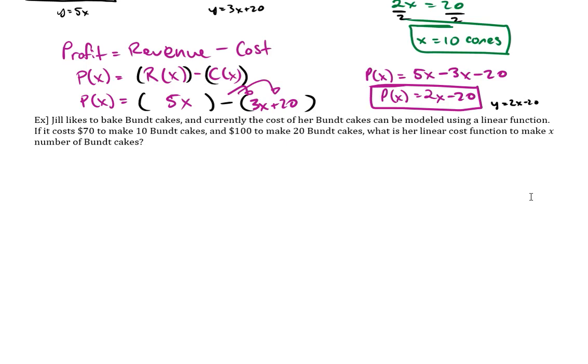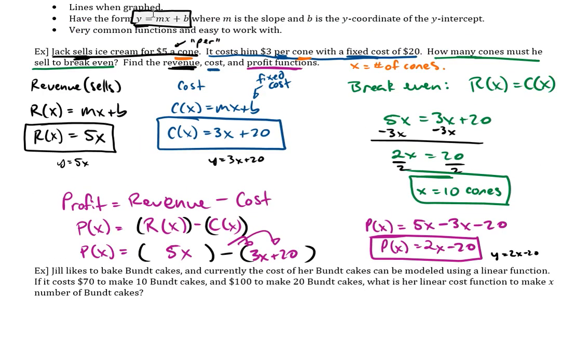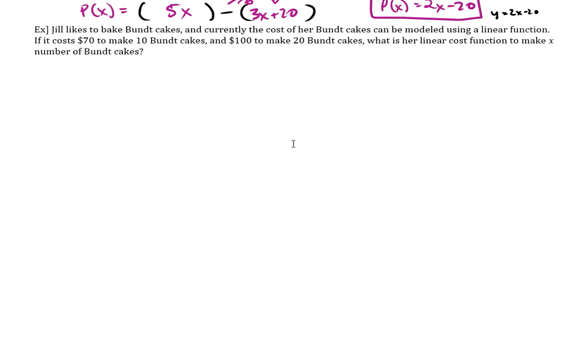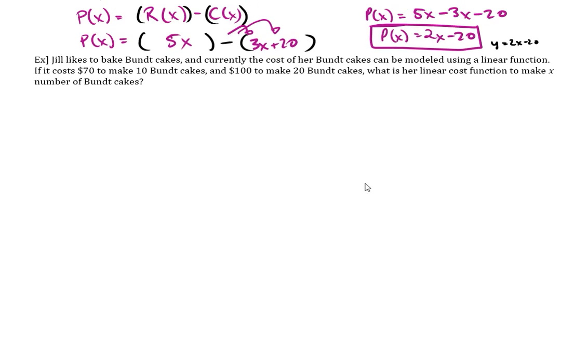All right, so the next type of problem is still using our linear form, but let's make sure that we have all the information that we want. This says Jill likes to bake bundt cakes, and currently the cost of her bundt cakes can be modeled using a linear function. So we know a linear function is definitely involved this time. In the previous problem, we were assuming it. It says if it costs $70 to make 10 bundt cakes and $100 to make 20 bundt cakes, what is her linear cost function to make x number of bundt cakes?